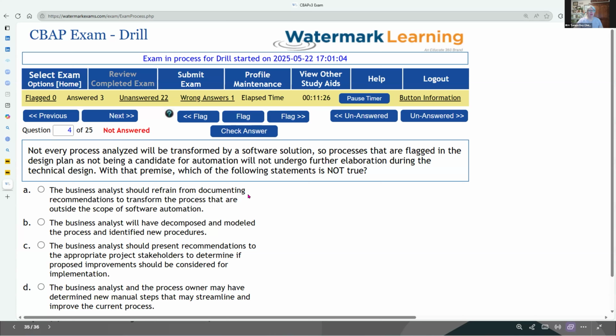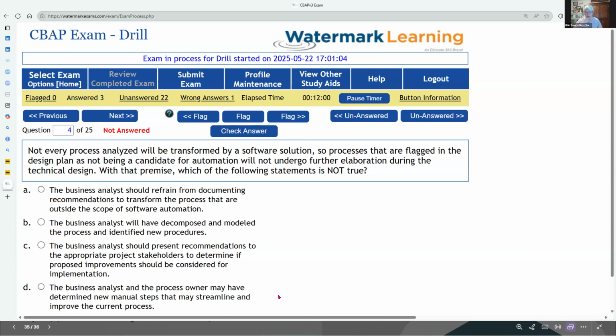The business analyst should refrain from documenting recommendations to transform the process that are outside the scope of the software automation. The business analyst will have decomposed and modeled the process and identified new procedures. The business analyst should present recommendations to the appropriate project stakeholders to determine if proposed improvements should be considered for implementation. Or the business analyst and the process owner may have determined new manual steps that may streamline and improve the current process. So which one is not true?